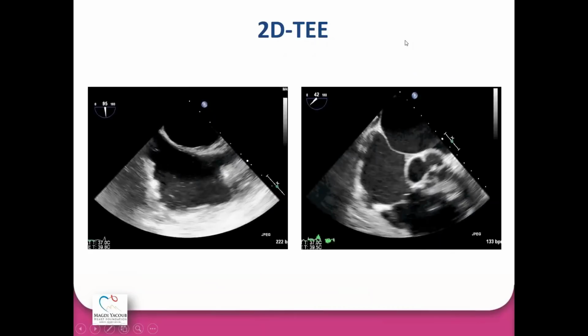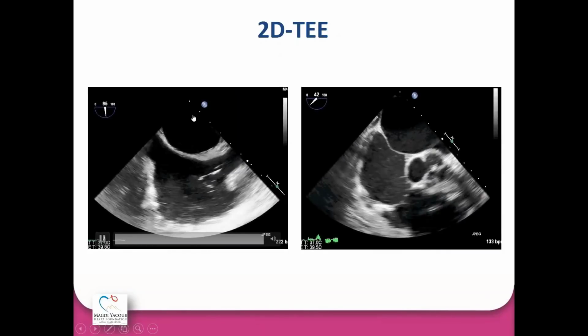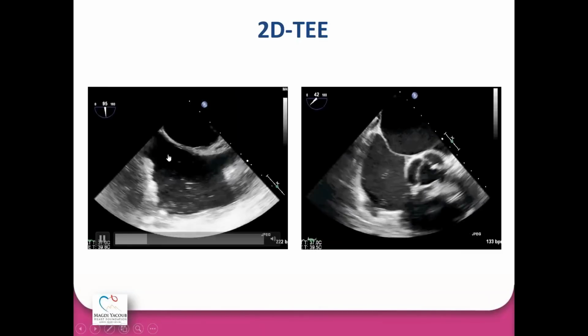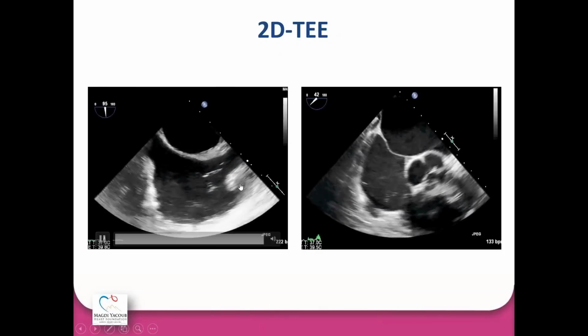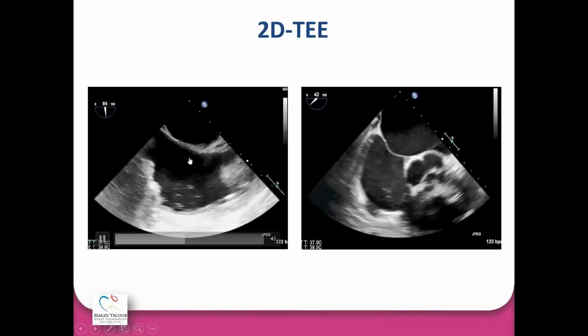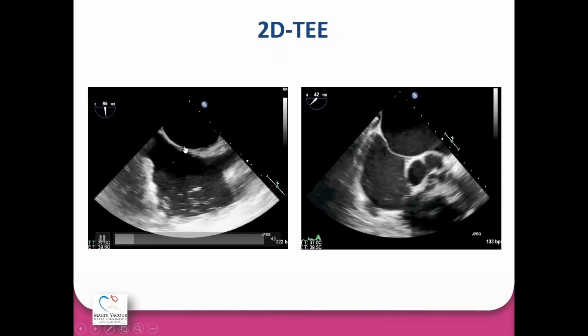If you are using 2D TEE, you have two basic views to start with: the bicaval view. Here is the left atrium, right atrium, superior vena cava, inferior vena cava, crista terminalis, right atrial appendage. That view will show you the superior-inferior relationship or portions of the septum.